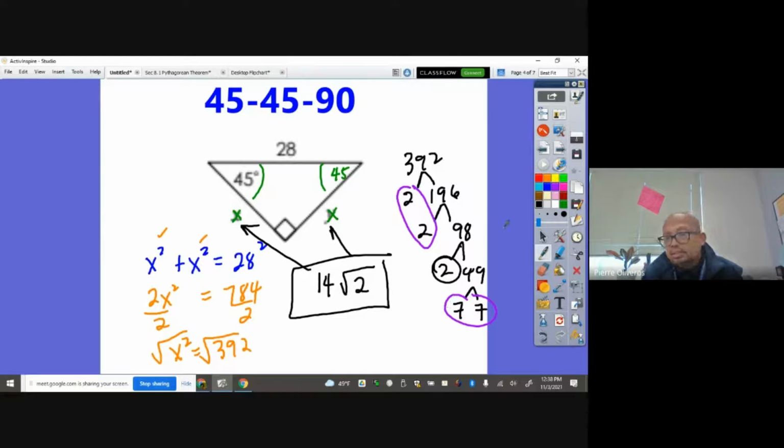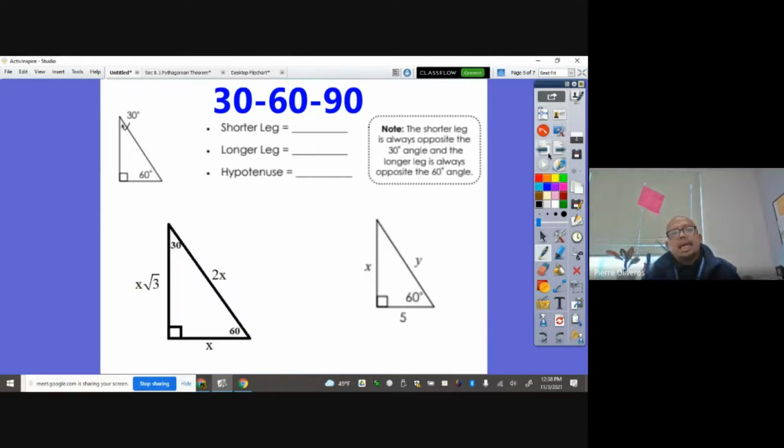Very simple, right? Next, let's go now with 30, 60, 90 special right triangle. You have to understand that 30 is the smallest angle here, so the side opposite to that one should be the shorter side. Look at the note here. The shorter leg is always opposite to 30 degrees, and the longer leg is always opposite to 60 degrees. But the longest side here is the hypotenuse.